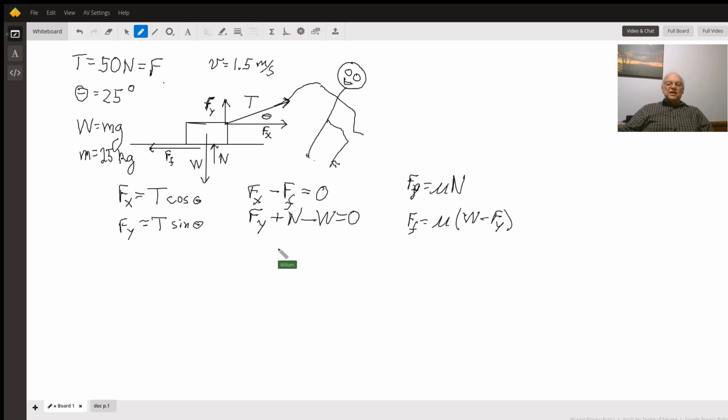And so altogether, we end up with force in the x direction minus f of f equals T cosine of theta. And from there, you can substitute in mu times W minus F y. And the problem then is set up.